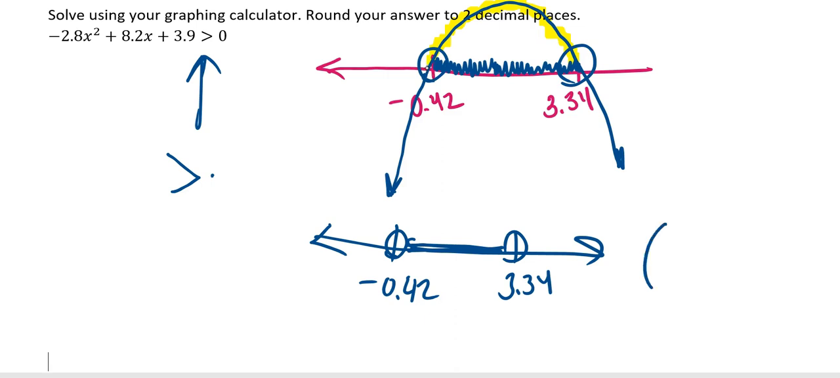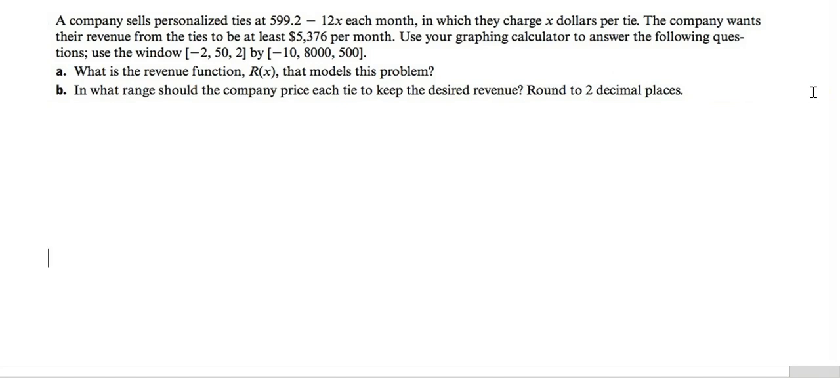Or we could show it in interval notation, depending on what the question asks us. Our next problem is a word problem. So I'm going to encourage you to just pause the video and read the word problem yourself.